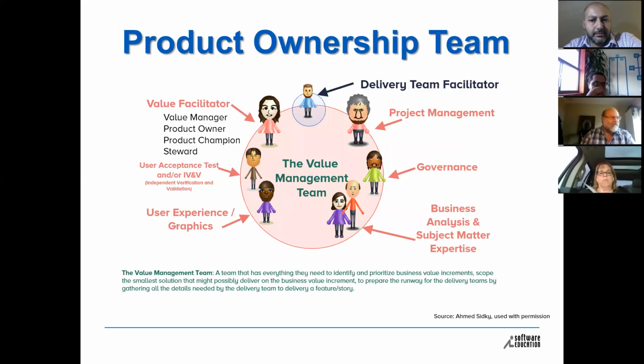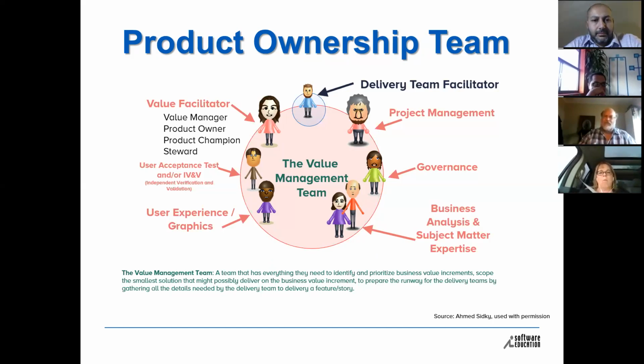And in a conversation with Ahmed Sidki, he gave me this picture. And it was great because it really helped both of us, I think, gel our ideas. So we look at the role there of the value facilitator. This is really important, and I don't care what the title is. Value manager, product owner, product champion, steward. This is somebody who is the team captain. But then within and around this person, we need other skill sets.